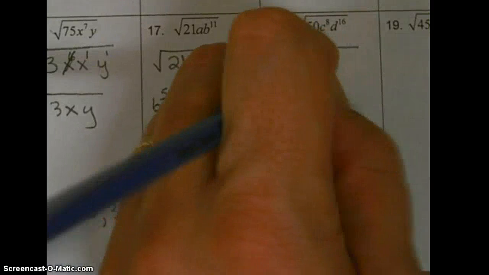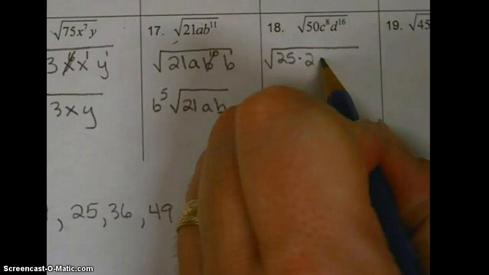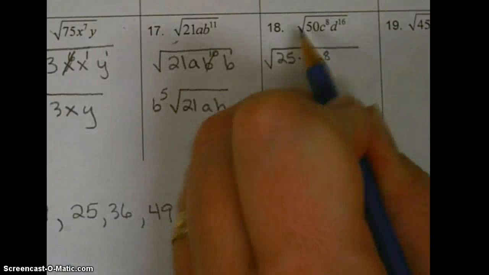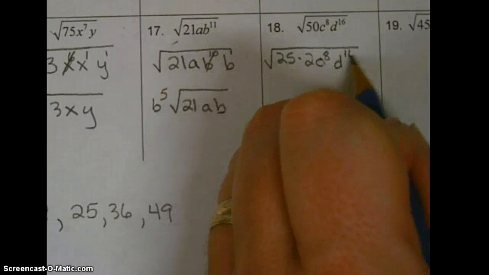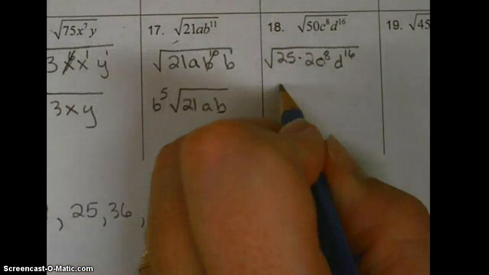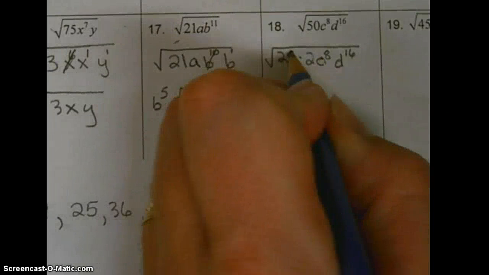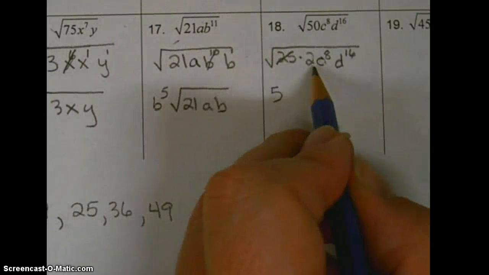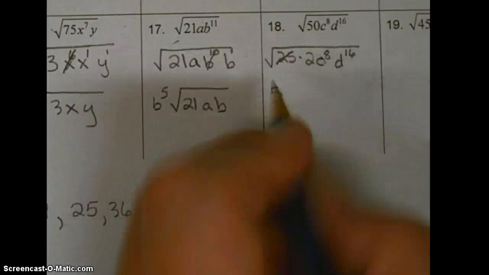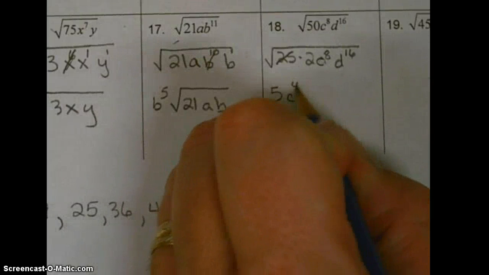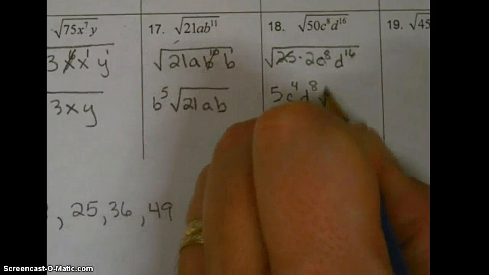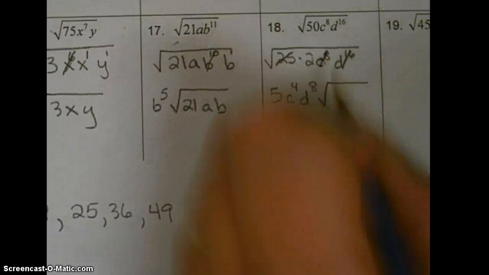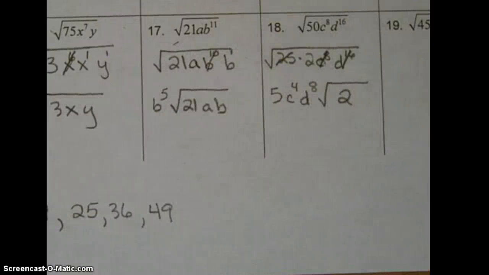Oops. That's a C, not an A. So C to the 8th. Does 2 go into 16 evenly? Yes, so we'll leave that one alone as well. So the square root of 25, done. The square root of 2 stays. 2 goes into 8 4 times. 2 goes into 16 8 times. And so those are done. So square root of 2.